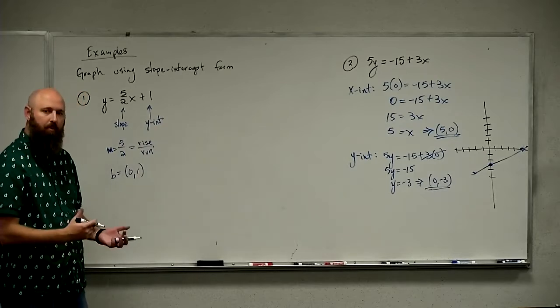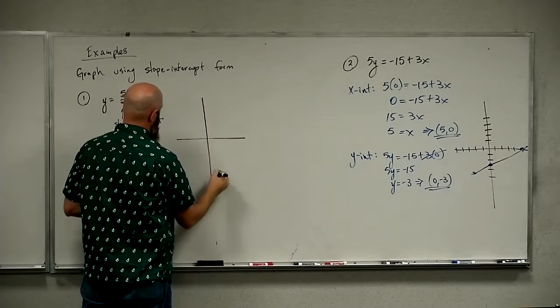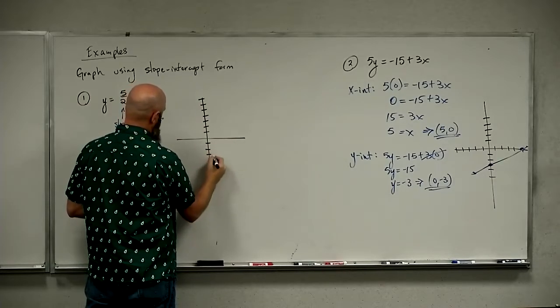So let's look at how we put that on the graph. So let's draw us a quick graph here. 1, 2, 3, 4, 5, 6, 7. We'll go a little bit further this time.